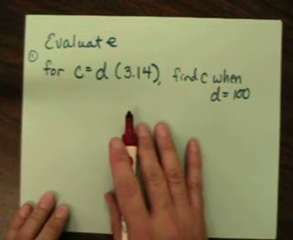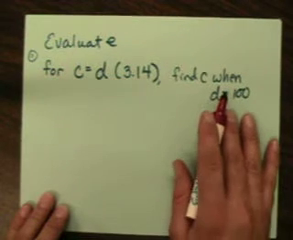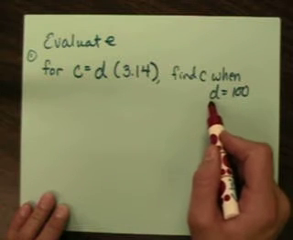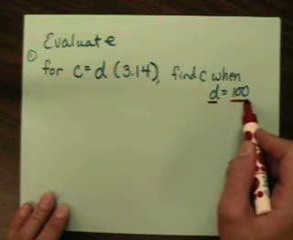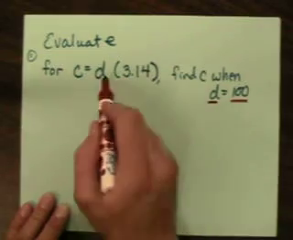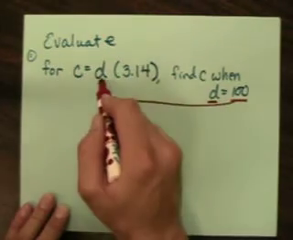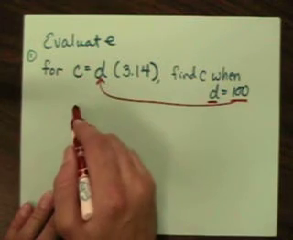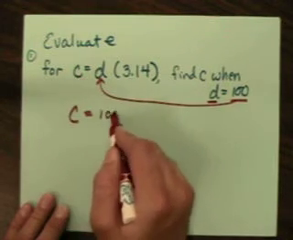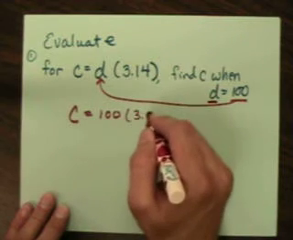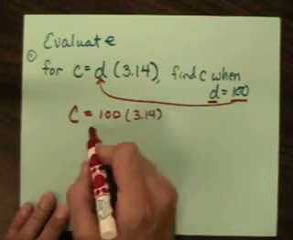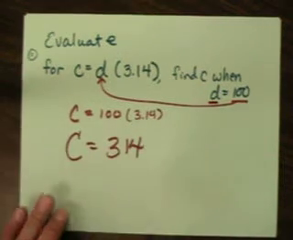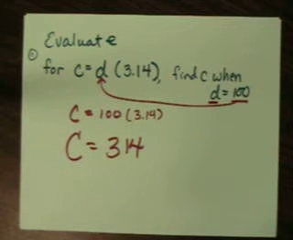For C equals D times 3.14, find C when D equals 100. So all they're really telling you is that D has a value of 100. And since it has a value of 100, we are going to plug 100 in for D and just see what we get for C. So C equals 100 times 3.14, which is going to be C equals 314. Okay? And that's all they really asked us to do on that one.